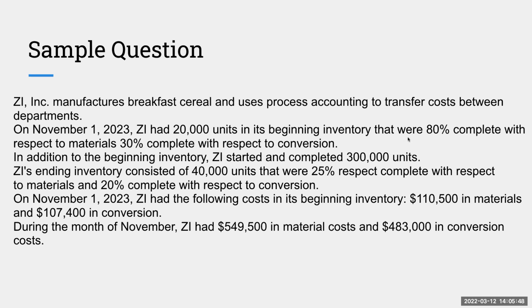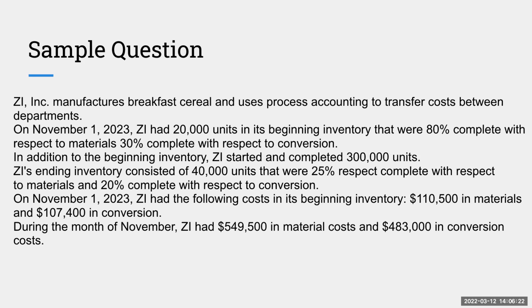We're manufacturing breakfast cereal, and we use process accounting to transfer costs between departments. On November 1st, we had 20,000 units in beginning inventory that were 80% complete with respect to materials and 30% complete with respect to conversion. In addition to the beginning inventory, we started and completed 300,000 units. Our ending inventory consisted of 40,000 units that were 25% complete with respect to materials and 20% complete with respect to conversion. On November 1st, 2023, we had the following costs in our beginning inventory.